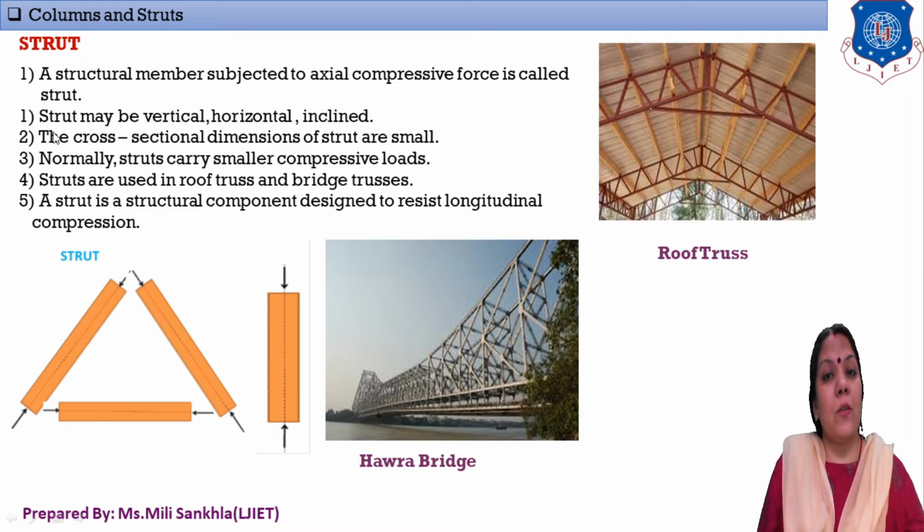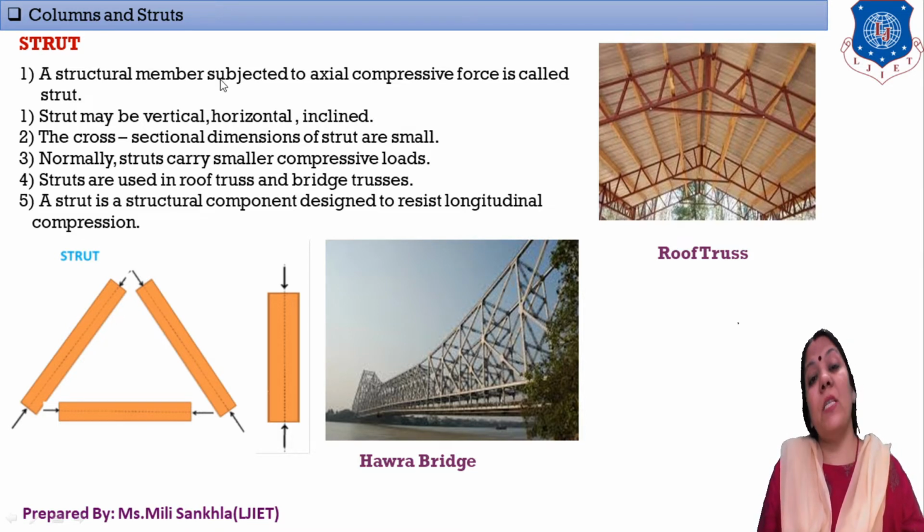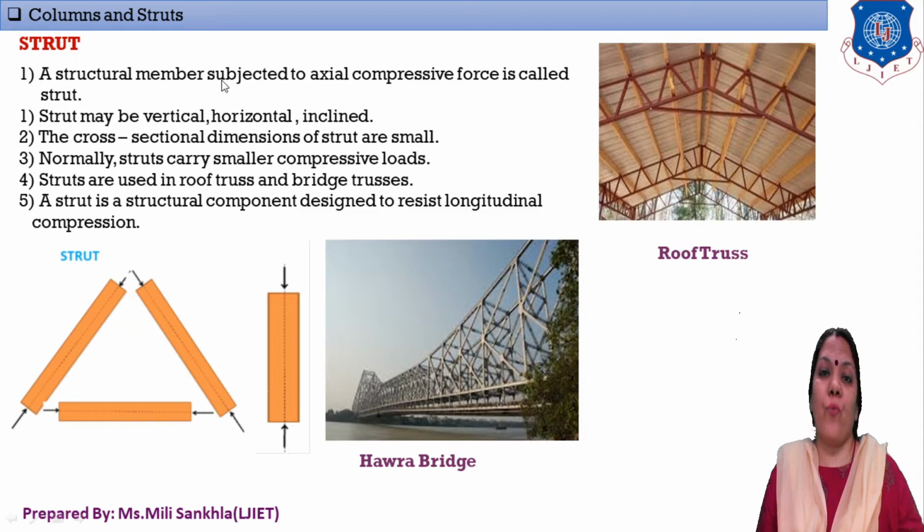Strut is a member which is subjected to axial compressive force. Which type of loading is it subjected to? Strut is subjected to axial compressive force. Next, the cross section area of strut is less compared to column. Strut may be provided horizontal, vertical and inclined, and strut is also provided in a roof truss or as a side railing of a bridge.